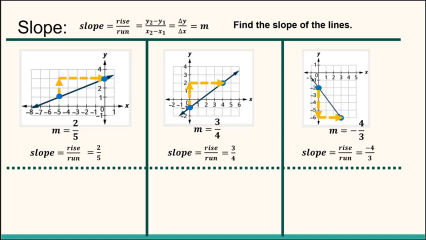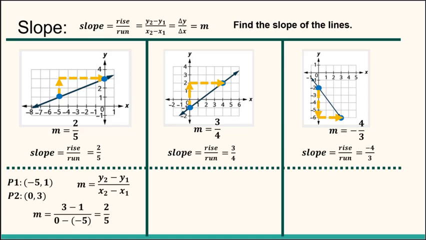Now, we can't always do this just by counting, even though it would be nice. Sometimes we need to do it by the formula. So let's confirm that even if we do it by the formula, we get the same answer. So I need to write down both of my points. Point 1 is negative 5, 1. Point 2 is 0, 3. Plugging these values in to my slope formula, I get 3 minus 1, the y value from point 2 minus the y value from point 1, all over the x value from point 2 minus the x value from point 1. Watch those signs. This slope is 2/5. That's what I got by counting.